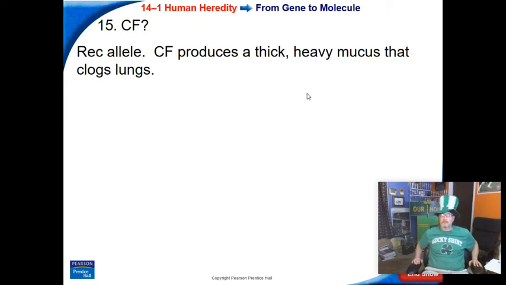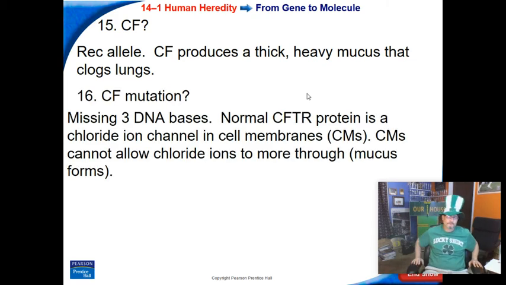You guys learned a little bit about this in cracking the genetic code. Remember the baby and also the adult cystic fibrosis, they have mucus that builds up and it clogs the lungs and breathing passages. So it's a 3 DNA base deletion.